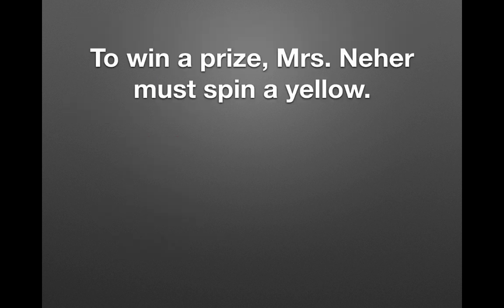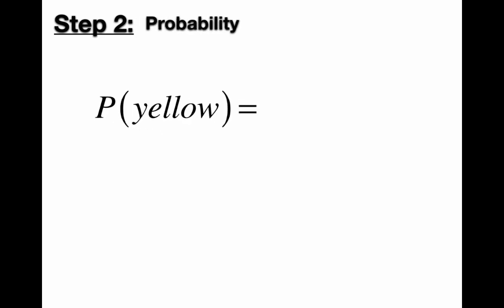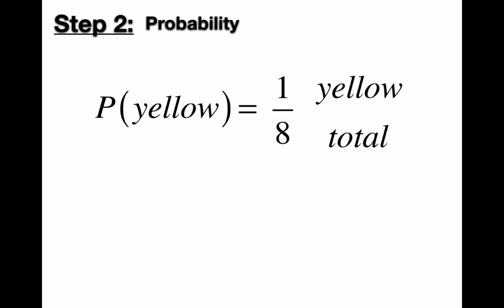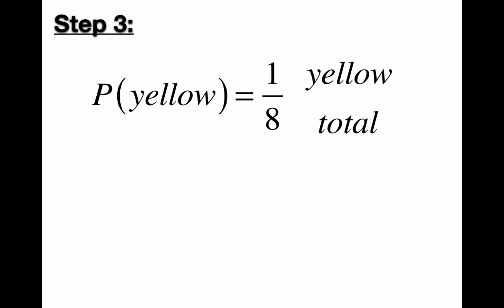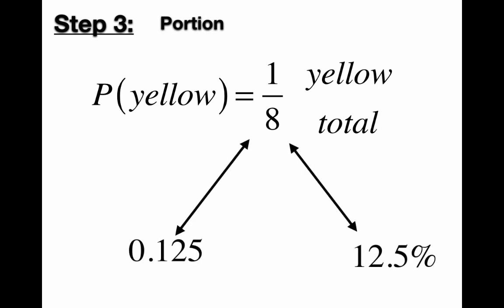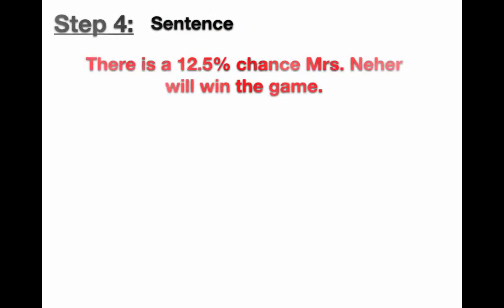Okay, what does it take to win? To win a prize, Mrs. Neer must spin a yellow. I need a yellow to win. So what is my probability? Step 2, let's find the probability of getting that yellow. How many yellow sections were there? Let's look back at our facts. There was only 1 yellow section out of the 8 total. So I only have a 1/8 chance. Now 1 divided by 8, if I wanted to change that into a portion, is 0.125, which is 12.5%. So I have a 12.5% chance of winning. So step 4, we're going to write our sentence. There is a 12.5% chance Mrs. Neer will win the game.